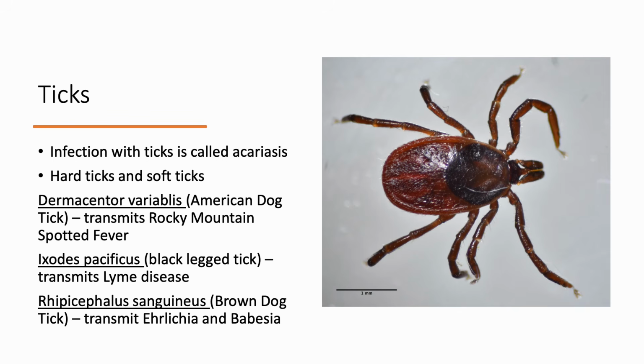First up, we have Dermacentor variabilis, which is the American dog tick that can transmit Rocky Mountain spotted fever. Second, we have Ixodes pacificus, the black-legged tick that can transmit Lyme disease. And then third, we have Rhipicephalus sanguineus, which is the brown dog tick that can transmit Ehrlichia and Babesia. So I think it's a good idea to associate the tick with the infectious disease that it is known to transmit.